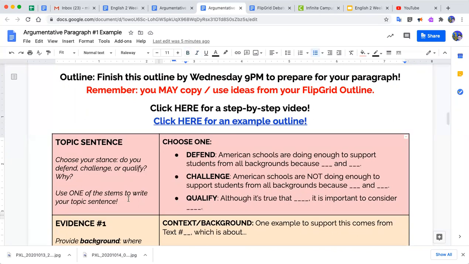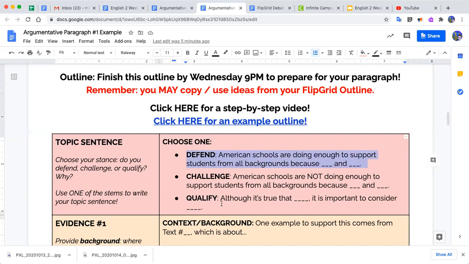So the first step is to write your topic sentence. This is where you choose your stance. Do you defend, challenge, or qualify the claim, and why? For example, if you defend, you could say, "American schools are doing enough to support students from all backgrounds because..." and then give number one and number two, because they're improving diversity and they're hiring more teachers. Those are two reasons why you believe in that opinion.